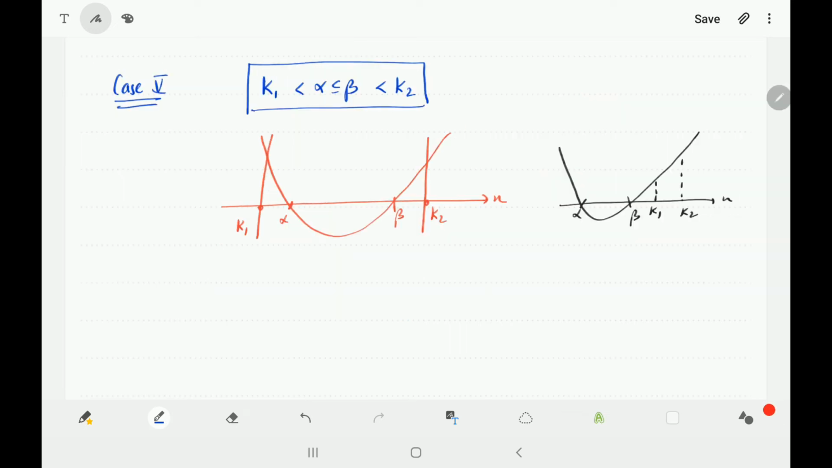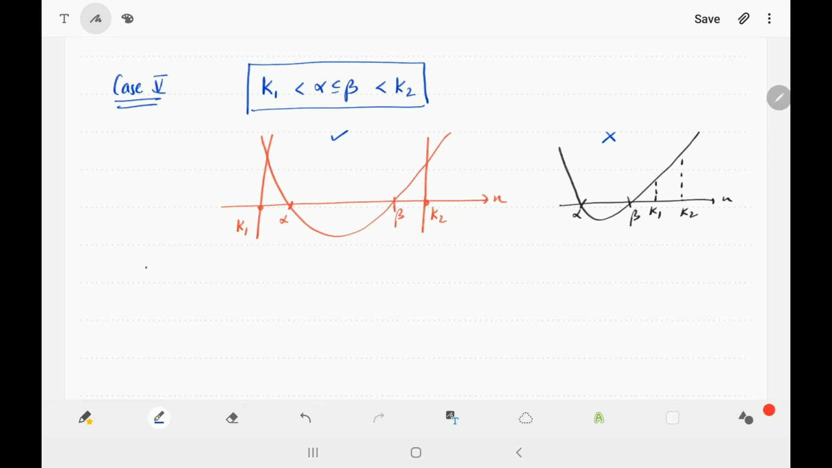In this particular case, k1 is less than alpha, less than or equal to beta, less than k2. The diagram depicting this particular condition is the red one, and the black one need not be there. I have drawn the black one to specify one particular condition. Here you see k1 is less than alpha in the first diagram, which is further less than or equal to beta and less than k2. There will be one more case when both the roots are equal and the parabola will be touching the x-axis.